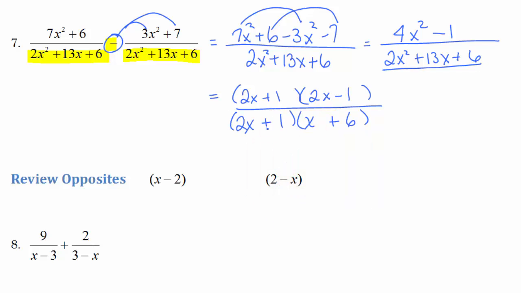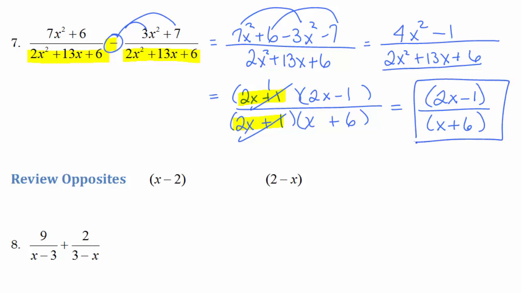Did you get it right? Check your signs. Now, do we have any common factors in the numerator and the denominator? Yes, I do. So I can divide those out, and I'm left with 2x minus 1 on top of x plus 6. Those are not the same factors. I cannot reduce. That's my answer.